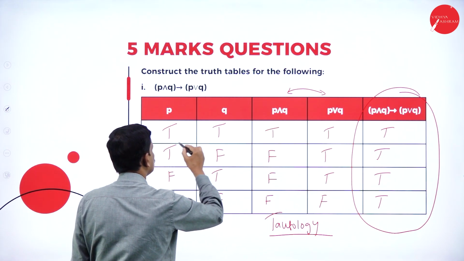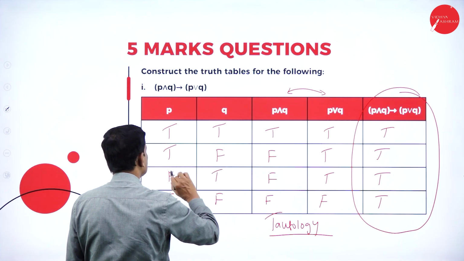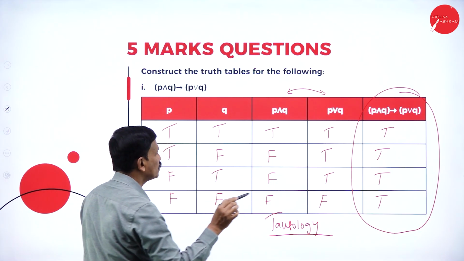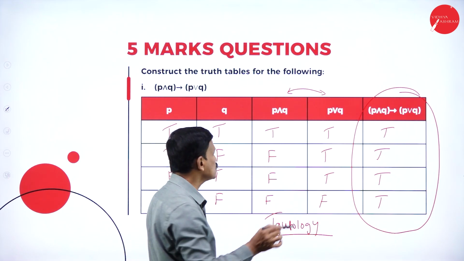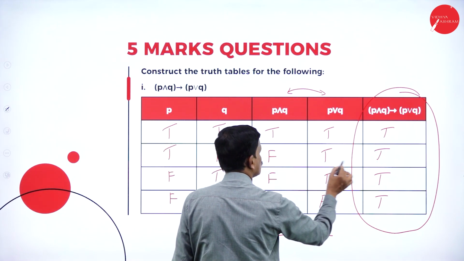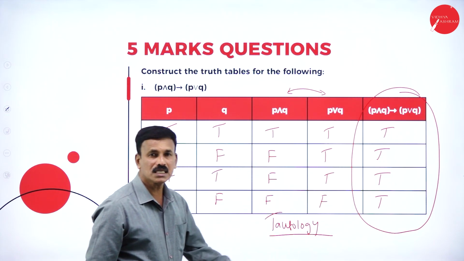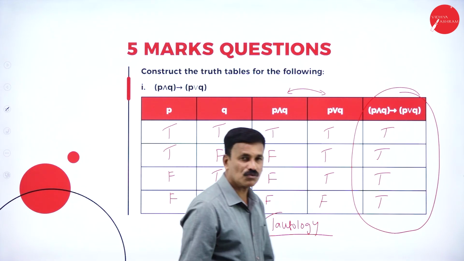For conjunction, true and true is true, remaining are all false. For disjunction, true and true is true, true and false is also true, false and true is also true, false and false is false. Now the conditional for these two: true and false is false, in all other cases it is true. So hence this is an example for a tautology. Now let us move on to one more problem.